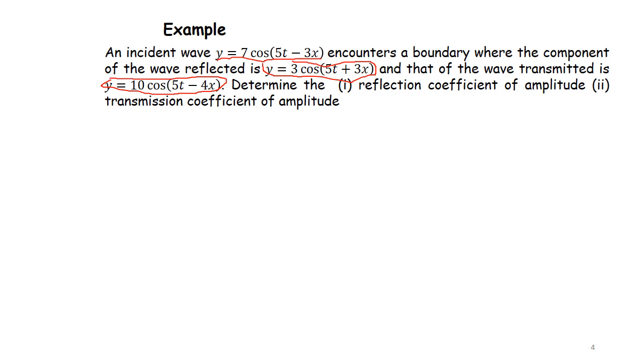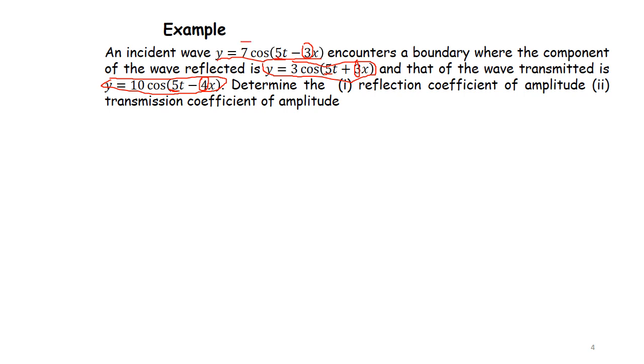Again, observe that because frequency is constant, no matter the medium, same wave, then phi is constant, and omega, the angular frequency, is 5. The wave number k is the same for the incident wave and the reflected wave, which are in the same medium, so k1 is 3, but it differs in the second medium. So k2 is 4.